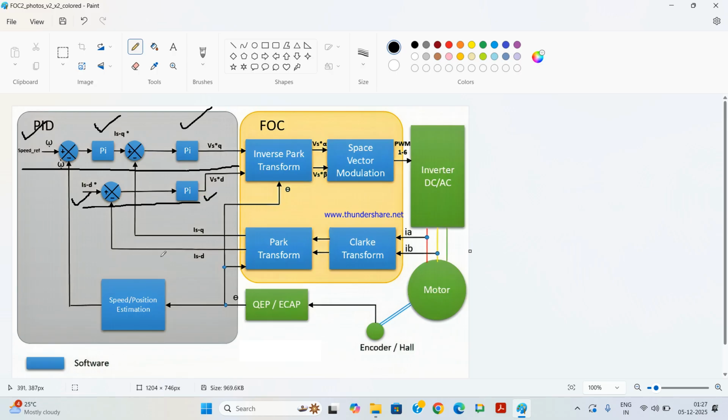Another problem is this RPM. This outer quadrature loop is called the speed loop, and the inner quadrature loop is called the torque loop, and the D axis loop is called basically the flux loop.